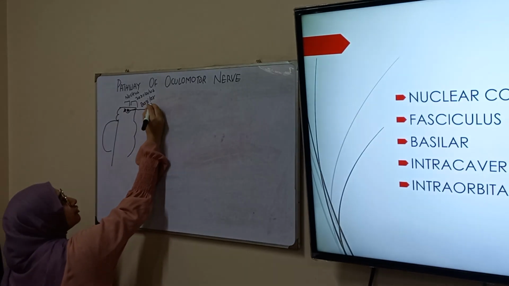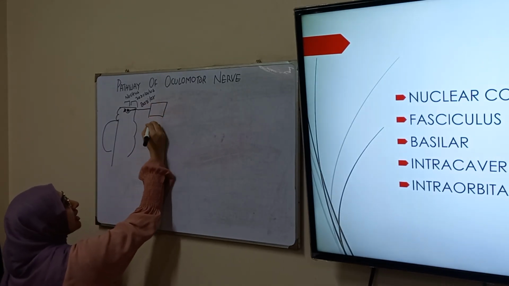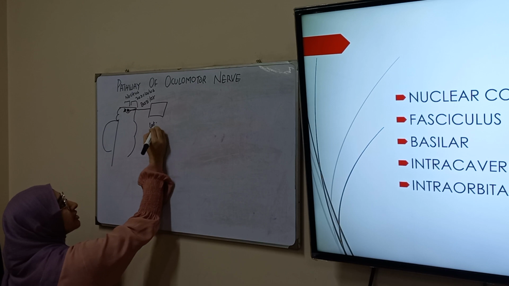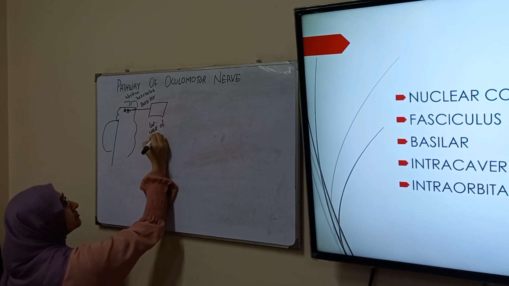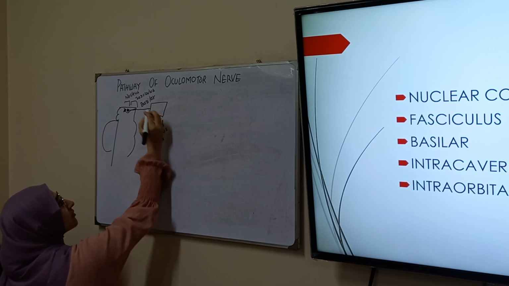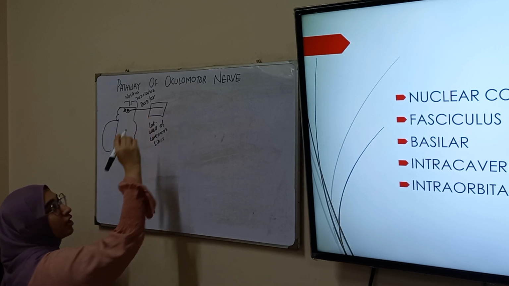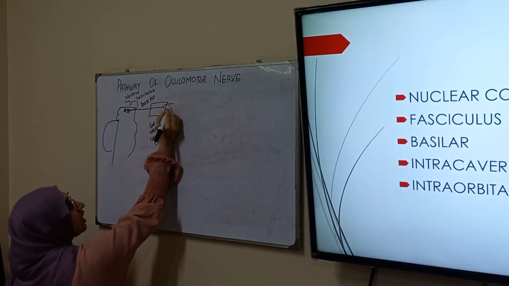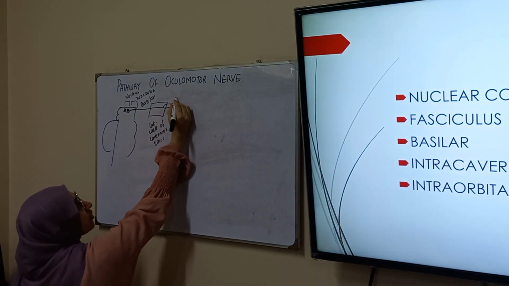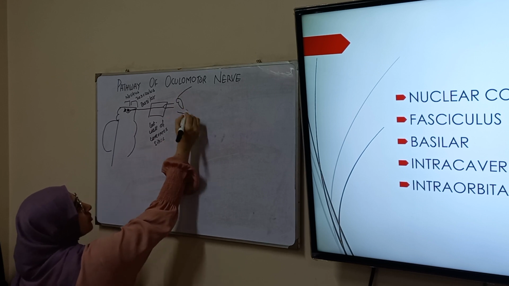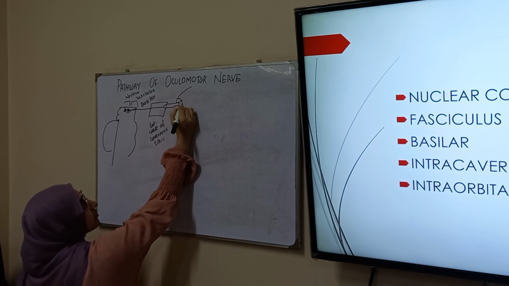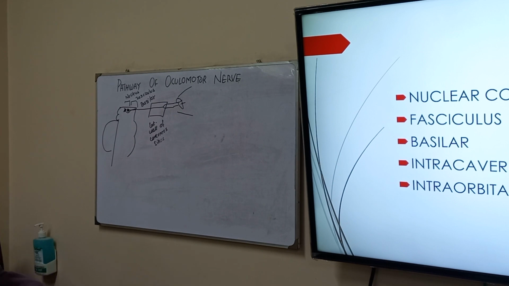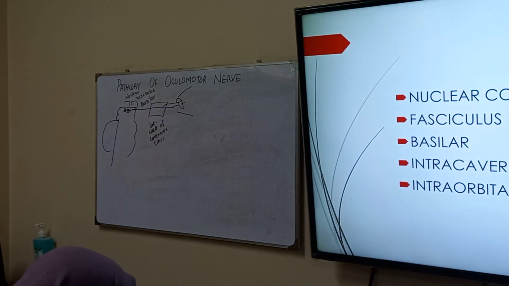Then the nerve goes into the cavernous sinus, the lateral wall of the cavernous sinus. Before exiting the lateral wall of the cavernous sinus, the nerve divides into upper and lower branches. After that, it passes through the superior orbital fissure and enters the orbit. So this is the entire pathway of the oculomotor nerve. We'll be discussing causes according to the areas involved.